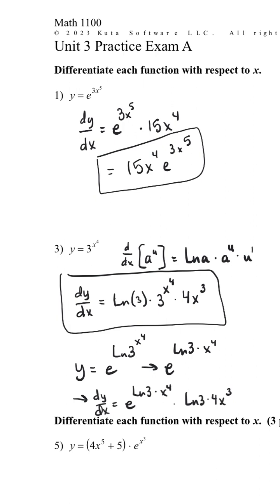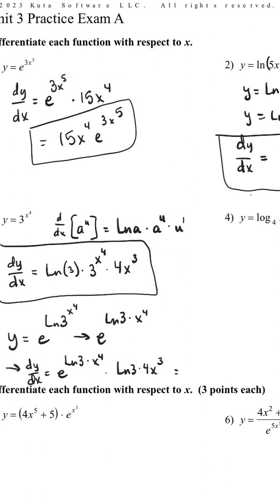Now, simplifying that, we would need to put this back together so that the x to the fourth is an exponent back on the 3. So this would be e natural log of 3 to the power of x to the fourth times natural log of 3 times 4x to the third. And then you would cancel out the e and the natural log exponent, which means 3 to the power of x to the fourth becomes a term like we have here. So you get the same answer. Maybe a little longer way of doing it, but you don't have to memorize a formula. So that's also a possibility.